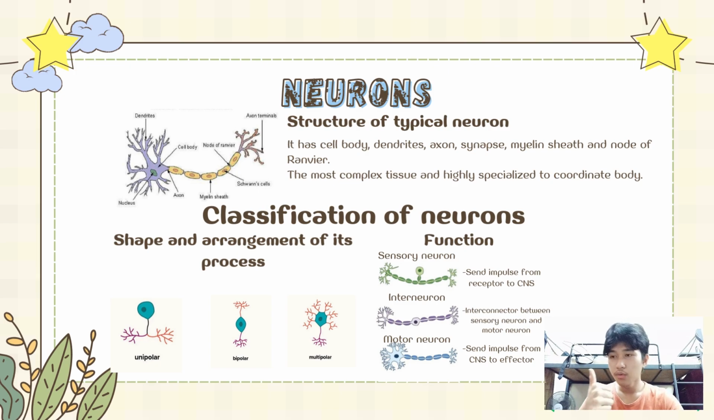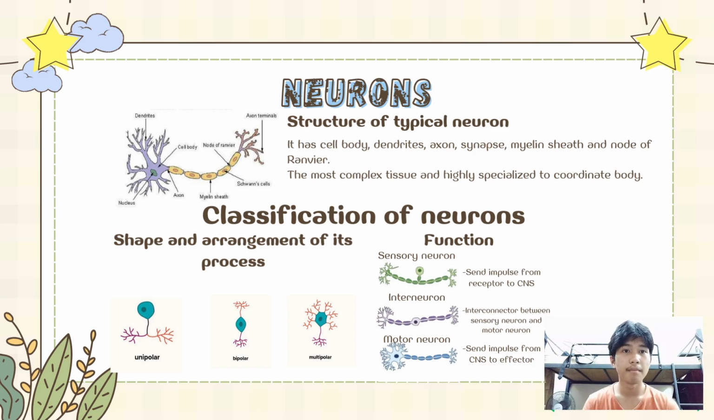For unipolar, we can see that unipolar neurons only have one process extending from the soma, which then branches into two, the axon and the dendrite. This is commonly found in the peripheral nervous system, for example in sensory neurons.